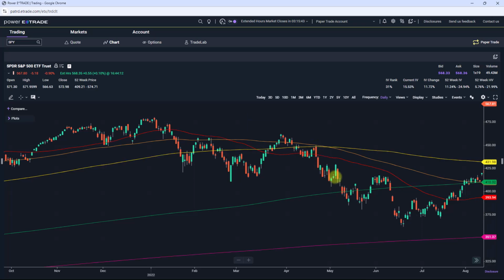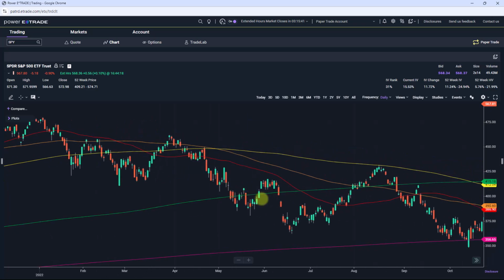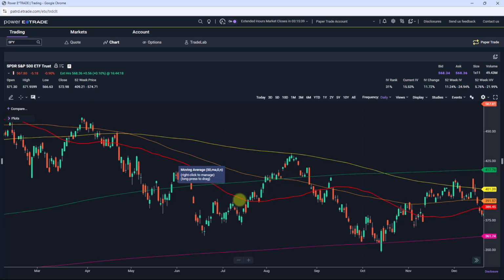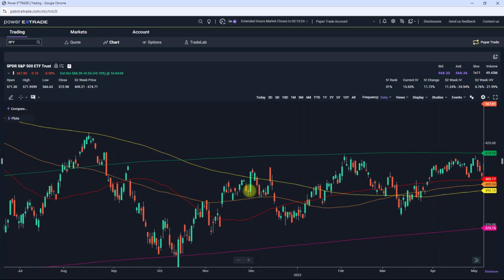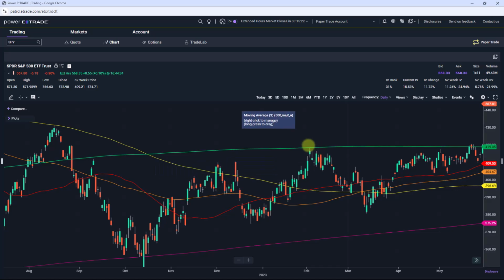On the way back down, support right along the 500. So you can just kind of see that these meander around in these moving averages, right back up to the 200, failed, right to the green, failed, all the way down to the 1,000. All right, so if you just watch, you'll see that that's a very persistent pattern. Look at this, right up to the 500.